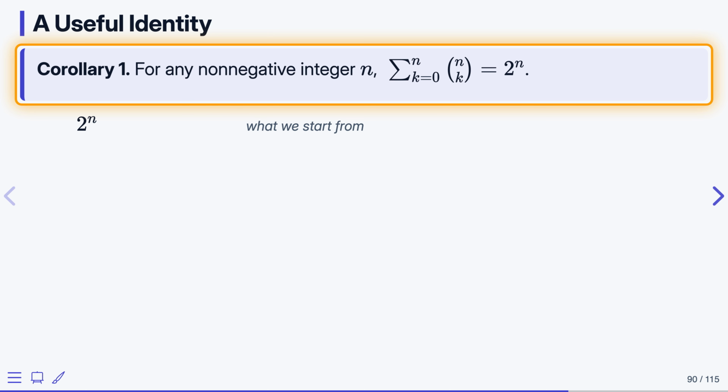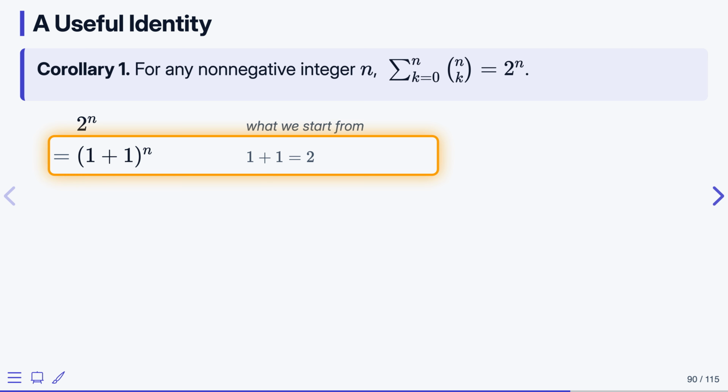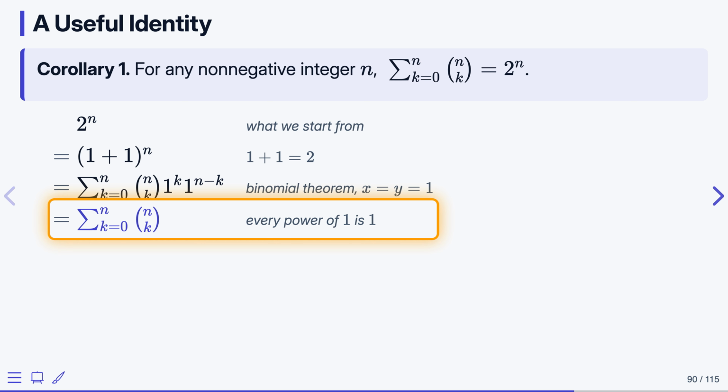Now a useful identity. Add up a whole row of binomial coefficients and you get a power of 2. Line 1. Start from 2^n. Line 2. Write 2 as 1 plus 1. Now we have a binomial raised to the n. Line 3. Apply the binomial theorem with x equal to 1 and y equal to 1. That gives the sum of n choose k times 1^k times 1^(n-k). Line 4. Every power of 1 is 1, so those factors vanish. What is left is the plain sum of n choose k, that is the identity.